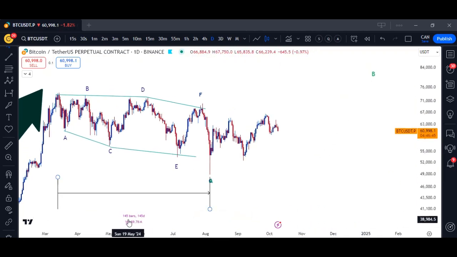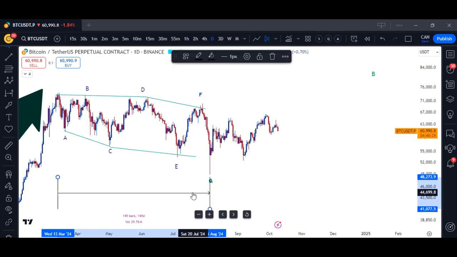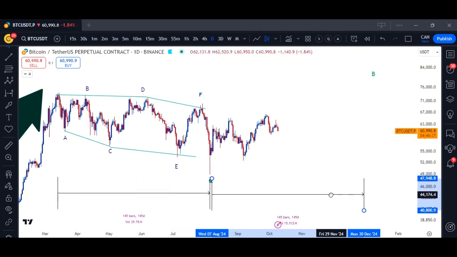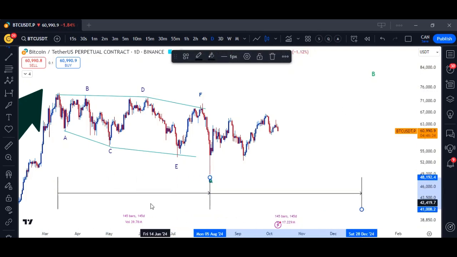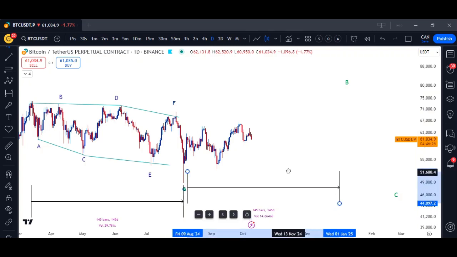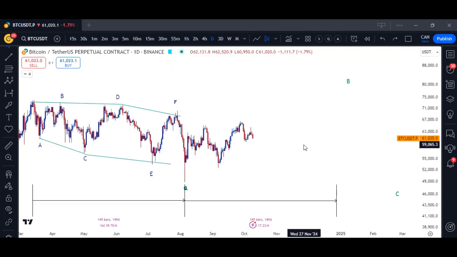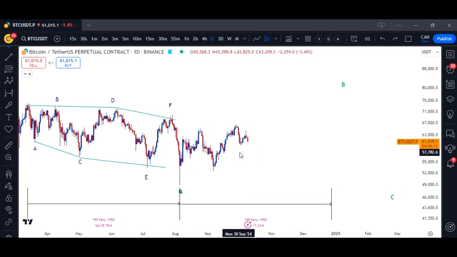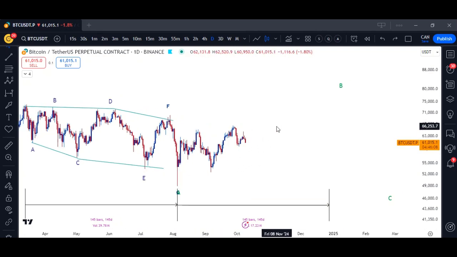Now, as I said, this took 145 days. Now we need at least another 145 days to cover wave B, because wave B cannot be smaller than wave A regarding time, right? And this could be at least 145 days. What we have here is another complex correction. Why? Because price did not break out of this zone once this correction was over. So it's probably forming another correction.